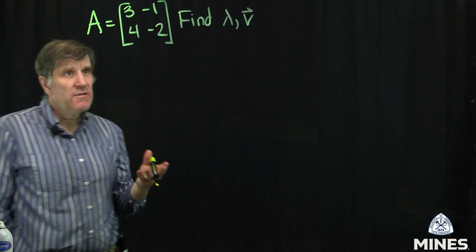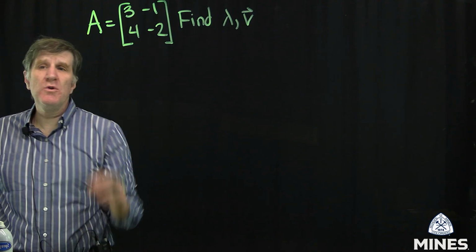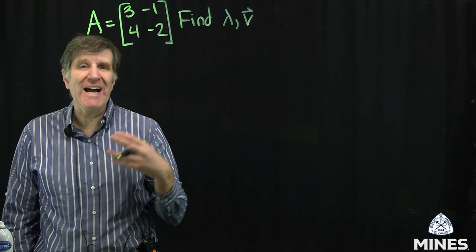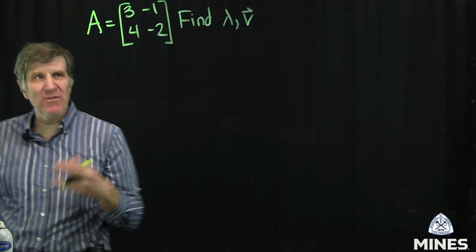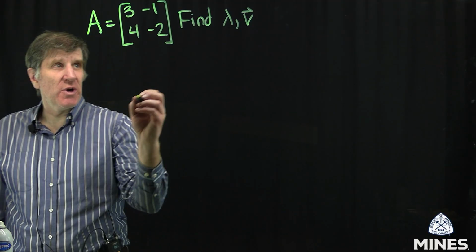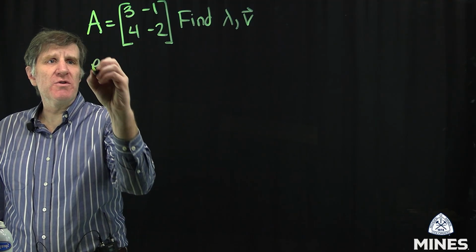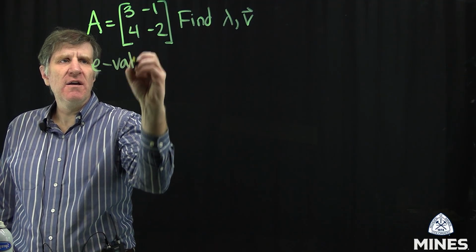We are going to find the eigenvalues and the eigenvectors for this 2x2 matrix. We call this solving the eigenproblem for the matrix. So we're going to solve the eigenproblem for this matrix. The eigenvalues first. So let's take a look at the eigenvalues.